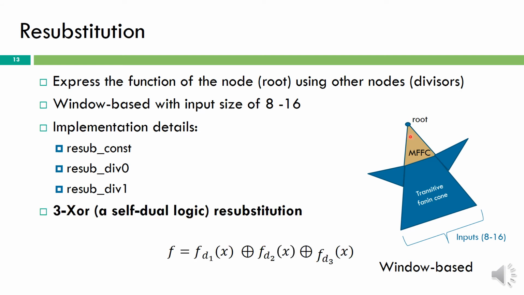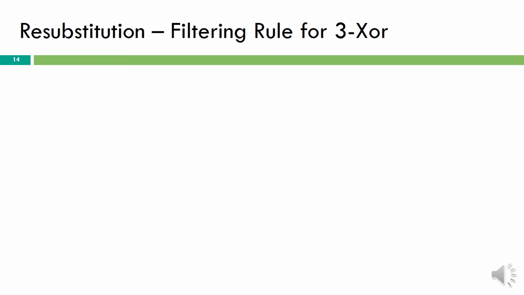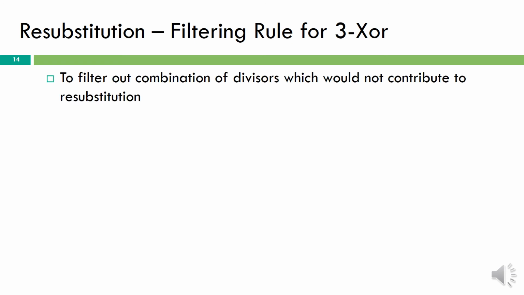In this work, we have particularly focused on 3-input XOR-based resubstitution because 3-input XOR is a self-dual logic and it can help to maximize the self-duality within the circuit. So basically, we want to replace this function f of the root by 3 divisors d1, d2, and d3, which may be available in this transitive fan-in cone. The filtering rule for 3-input XORs is required because XOR being a 3-input function requires 3 divisors, and iterating with 3 divisors can be time consuming.